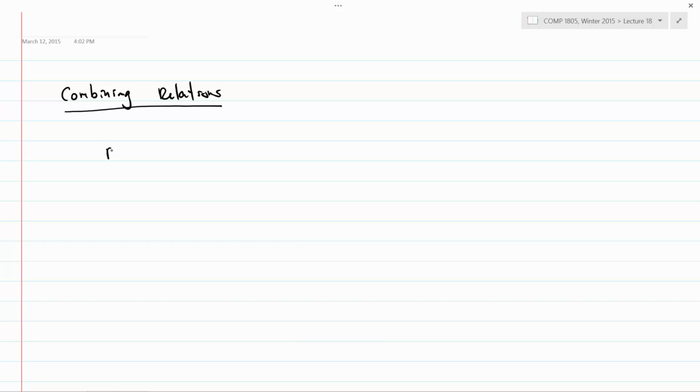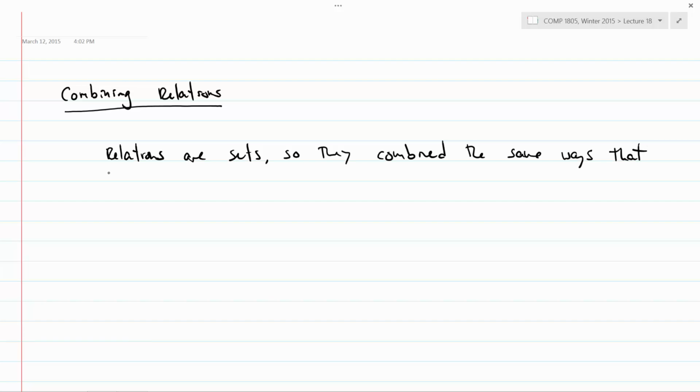So relations are sets, so they can be combined the same way, or ways, that sets are. So what that means is you can take the union, you can take the intersection, you can take the difference of relations just like you can with sets. So let's do some examples, and hopefully this will be clear.